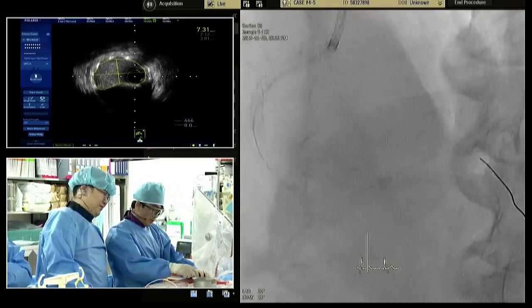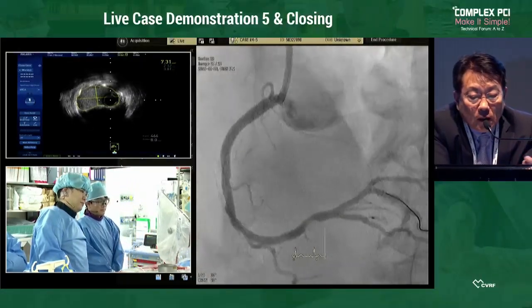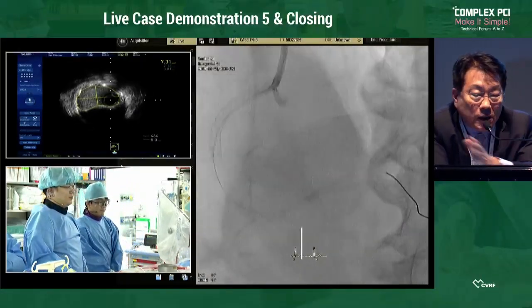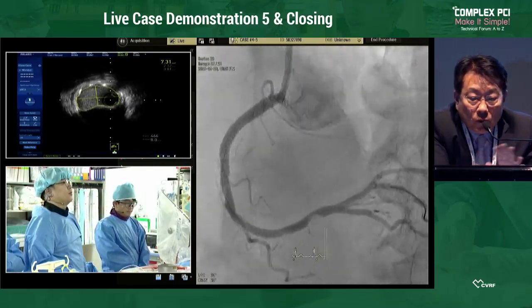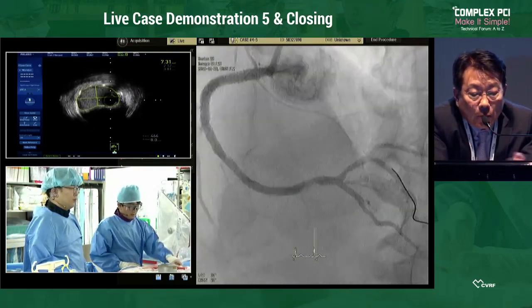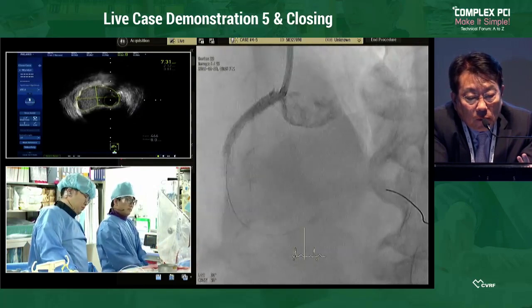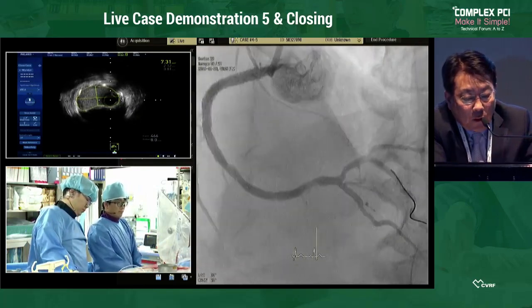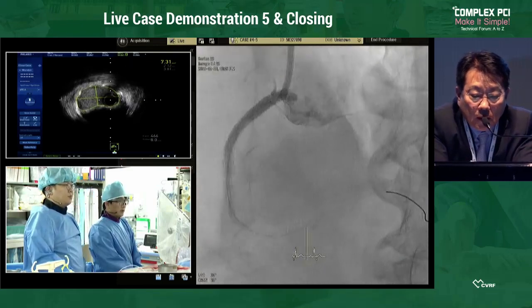However, in terms of lesion morphology, it is relatively discrete. A 60-70% lesion in the distal part of the right coronary artery is in almost all cases a negative FFR. Depending on the concept of function, sometimes you avoid an unnecessary procedure. However, I think it's okay. Today is a complex PCI day, right?